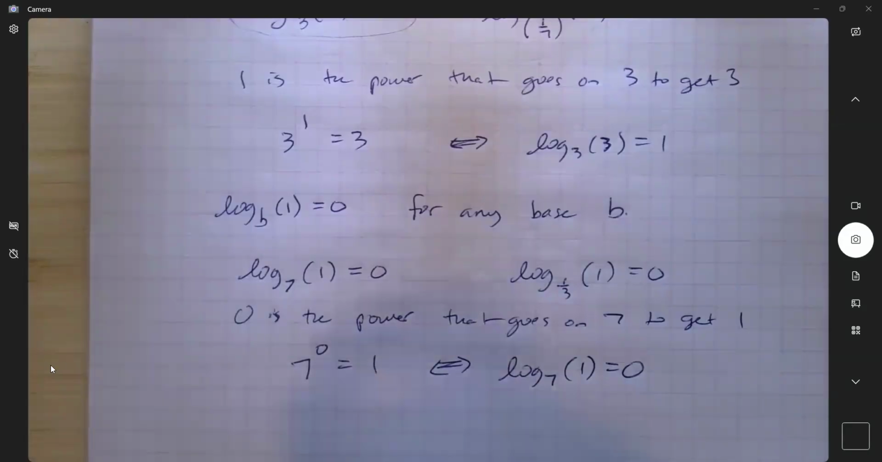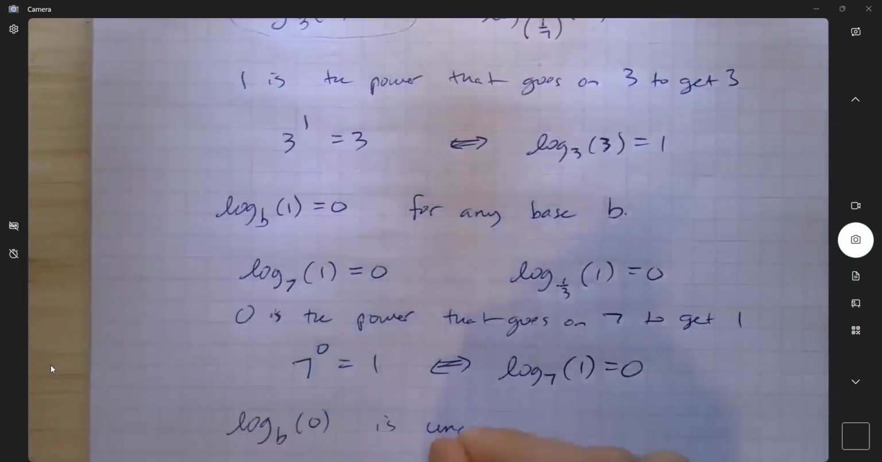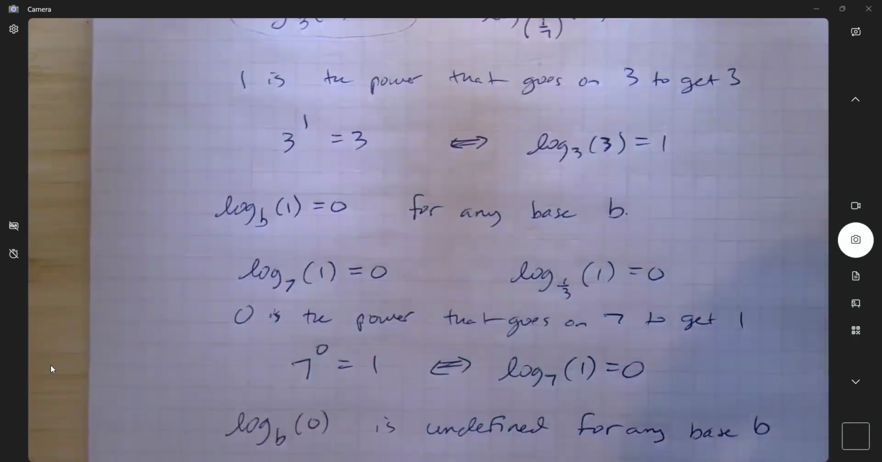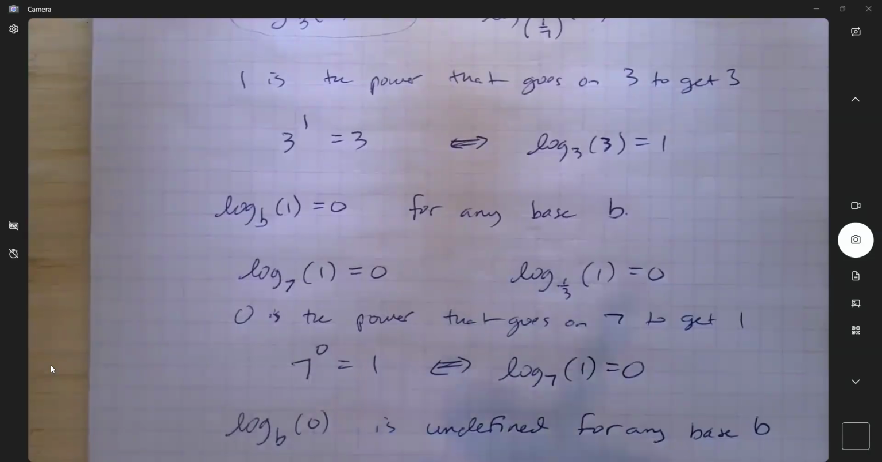And there's one more fact that's worth remembering, which is log base b of 0 is undefined for any base b. Because a log is supposed to be a power, and I would say, what power goes on b to give me 0? You can't get 0 through exponential functions, so log base b of 0 is undefined.